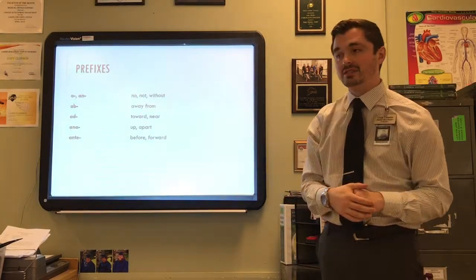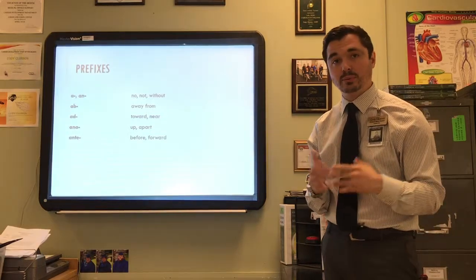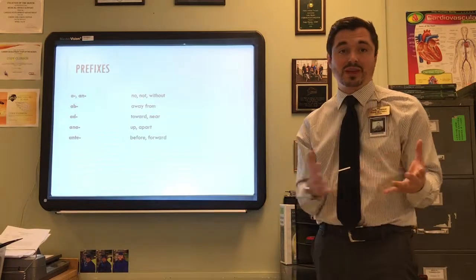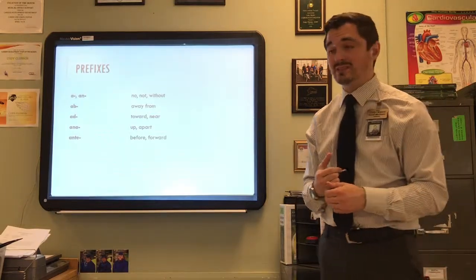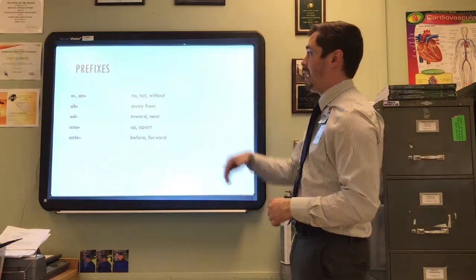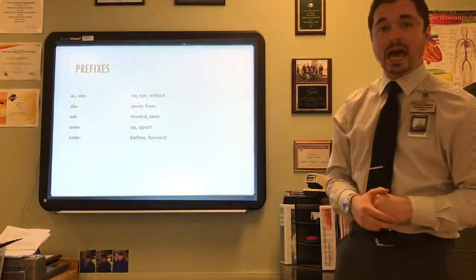A or an means no, not, or without. For example, anemia or apnea. Anemia is a blood condition. Without is what it directly translates to, where apnea translates to without breathing. Okay. Ab means away from, so like abduction.